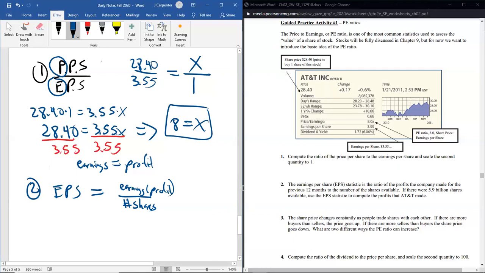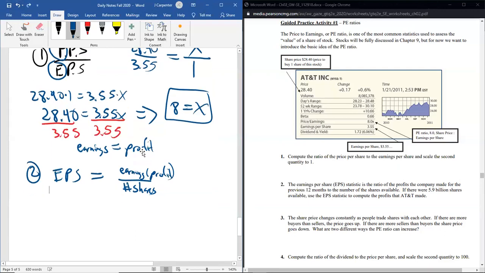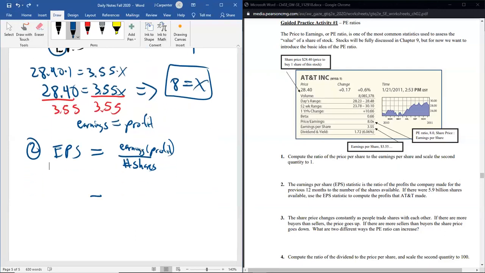Well, that's one of the numbers that goes in this. There were 5.9 billion shares. That's the number of shares. That's this bottom number. So I'm going to take this and just rewrite it, but instead of number of shares, I'm going to write 5.9 billion, which would be 5,900,000. So this looks like 5.9 million, so I need 3 more zeros. Know your millions and billions, that'll really mess you up here.